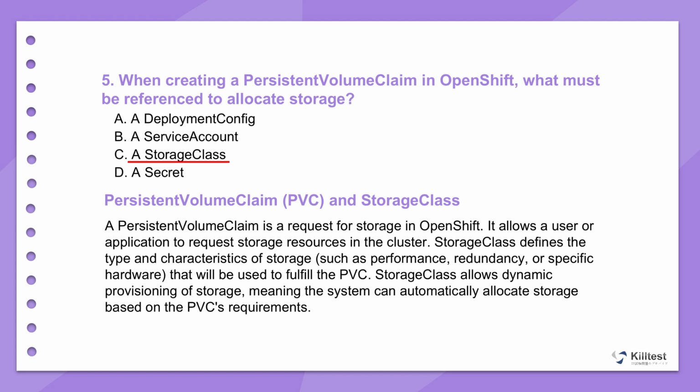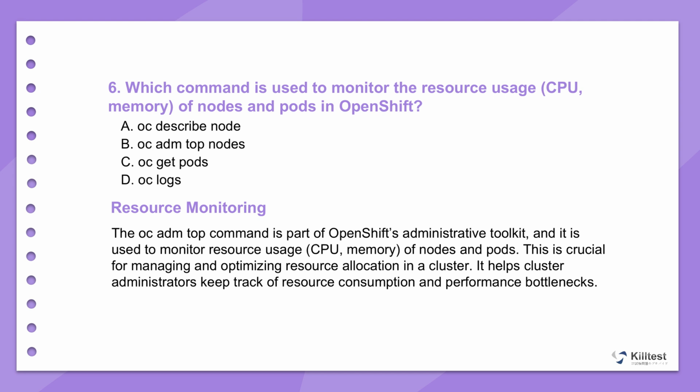Okay, shifting gears a bit. We need to keep an eye on the cluster itself, right? How much CPU and memory are being used? Question 6 looks at monitoring resources. Yeah, absolutely vital. You need to know if your nodes, the actual machines running your pods, are getting overloaded. The command highlighted here is oc adm top nodes. oc adm top nodes. Simple enough.